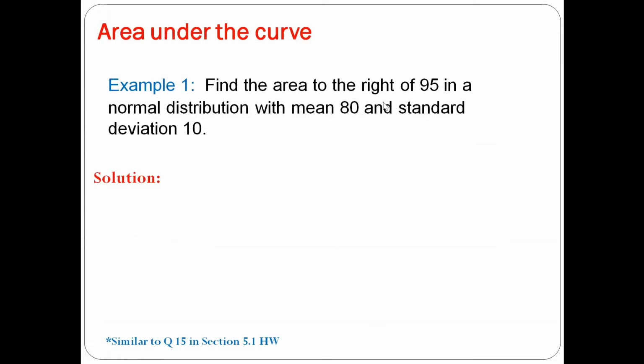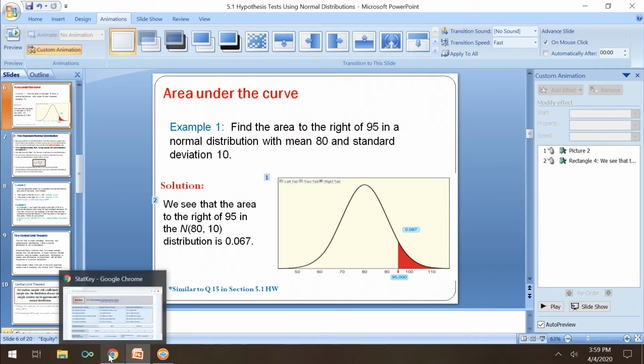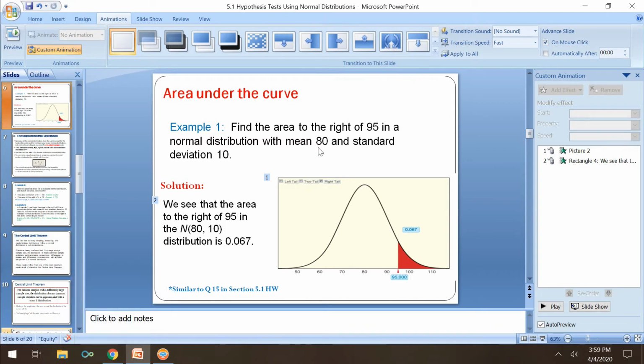Now, for this section, we will use a new feature from StatKey. So let's look at this new concept, which is the area under the curve. In example 1, you are asked to find the area to the right of 95 in a normal distribution with mean 80 and standard deviation 10. So you have the answer, but let's see how we can find it using StatKey. So keep in mind we have the mean 80 and standard deviation 10.